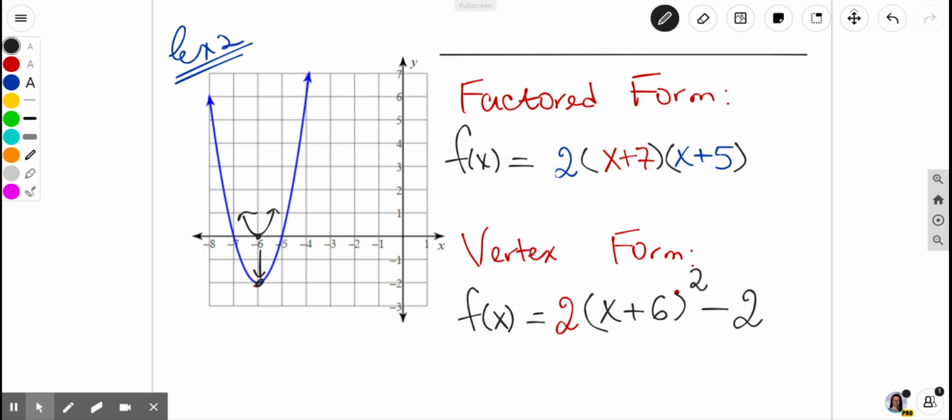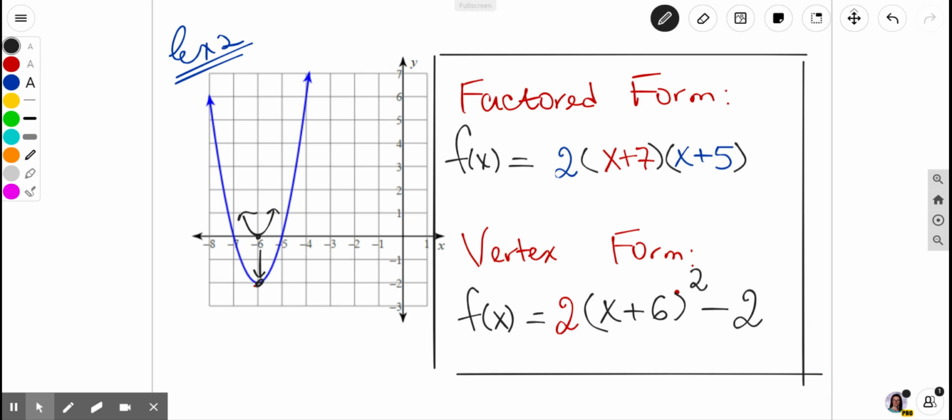Now, I want to take a minute and just show you how you can do the same work algebraically. And when I say the same work, I mean getting the a value. So one thing you can do is you can come over here and say, well, I can clearly see that when x is negative 4, my y value is going to be 6.